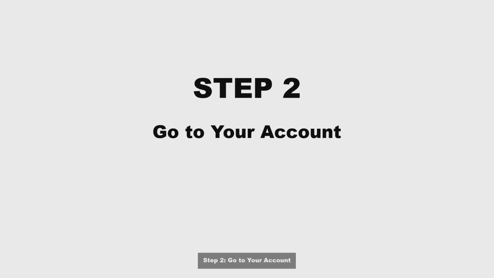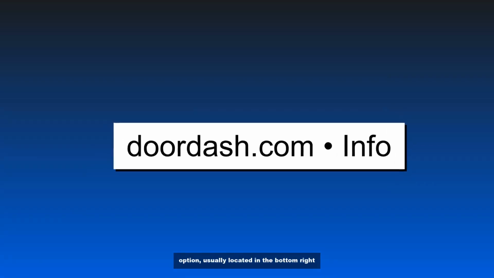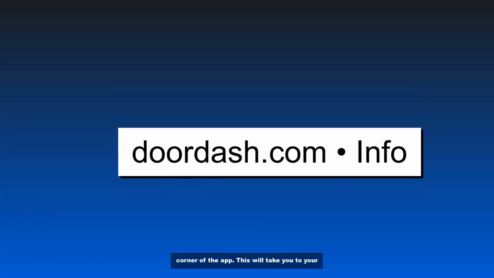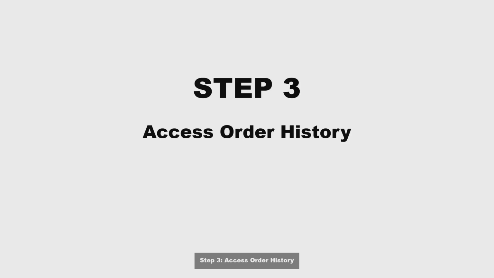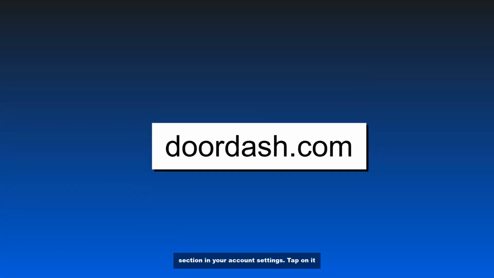Step 2. Go to your account. Tap on the profile icon or the account option, usually located in the bottom right corner of the app. This will take you to your account settings. Step 3. Access order history. Look for the orders or order history section in your account settings. Tap on it to view a list of all your past orders.